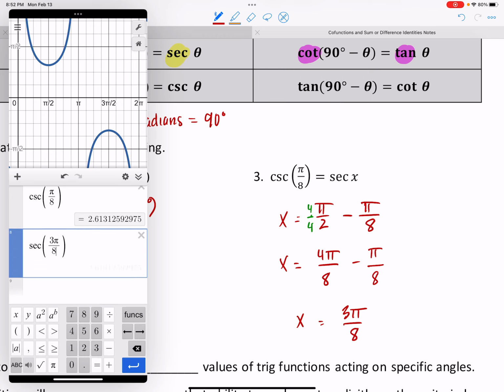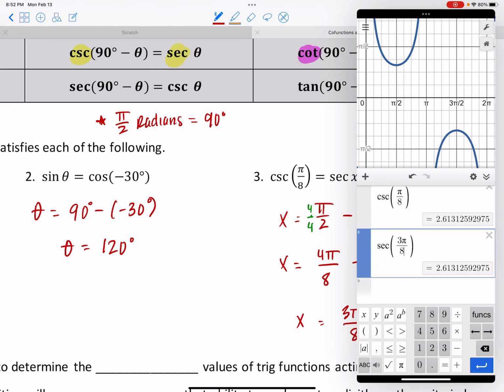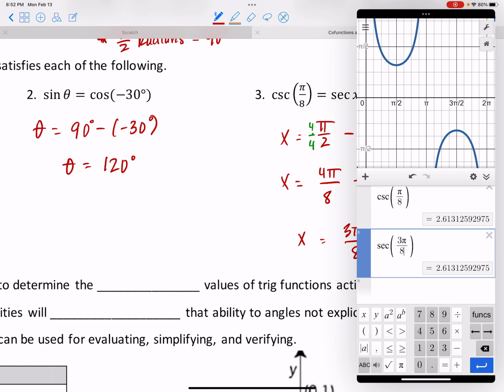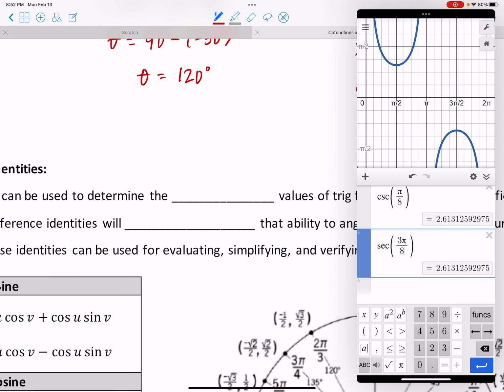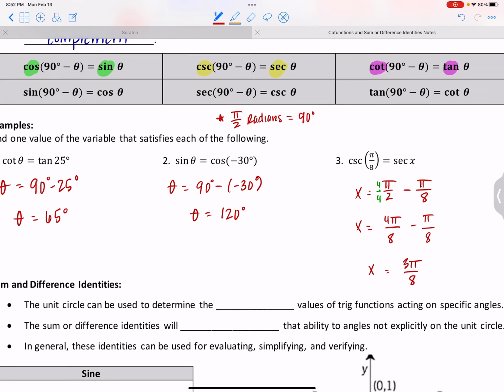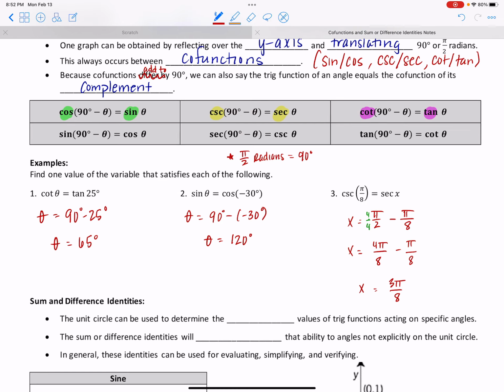and I should get the same decimal, and I do. So you can use your calculator to verify your work if you need to. Okay? The thing is, we're trying to look for exact answers when that's possible, so we don't want to use the calculator to do the work, we want it to verify the work. Alright, so those are our cofunction identities. Again, hopefully they make sense based off the graphs.